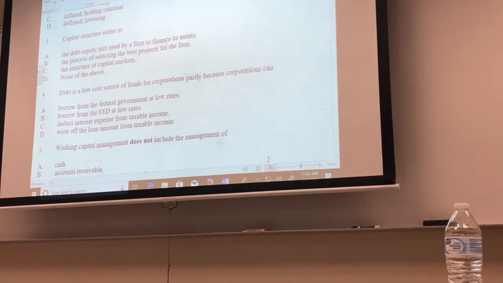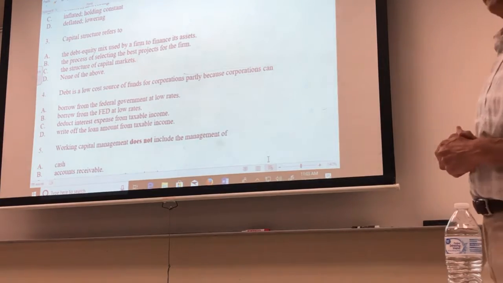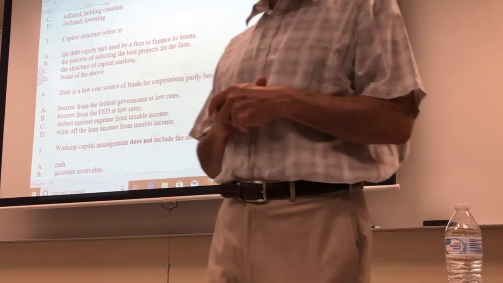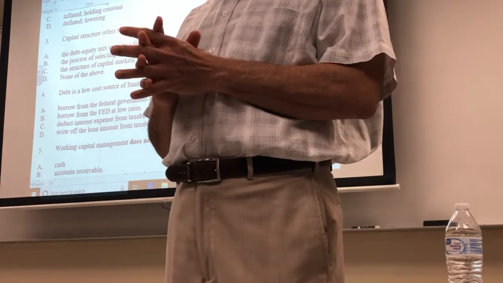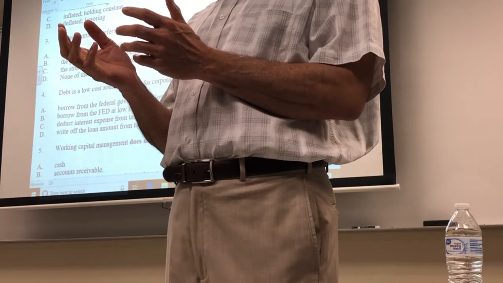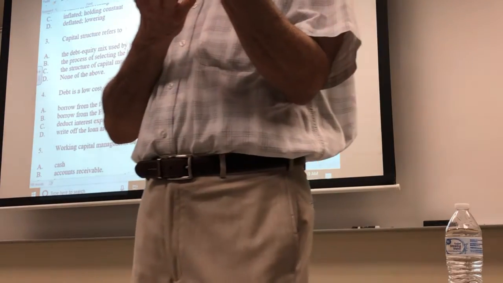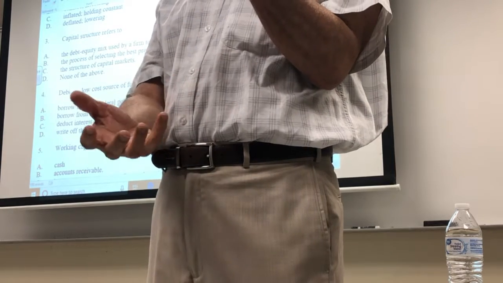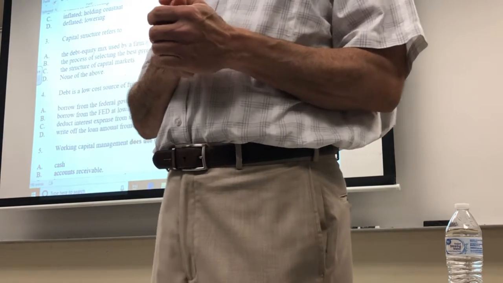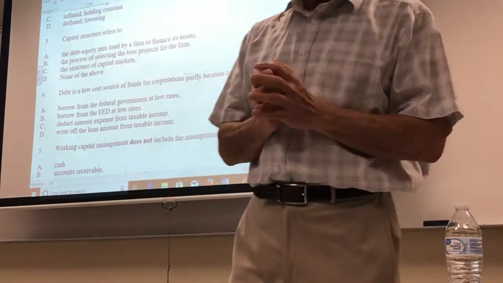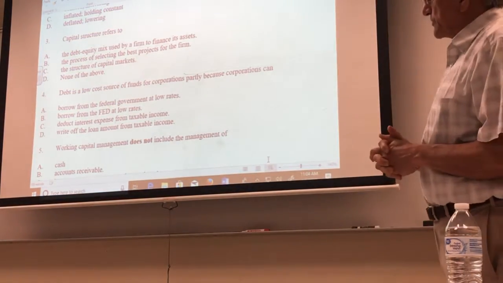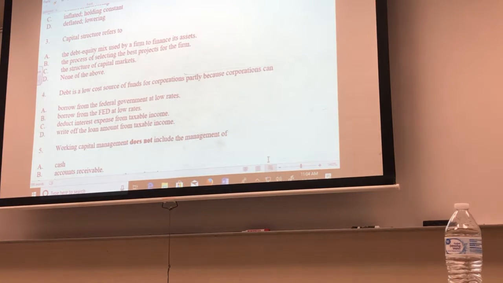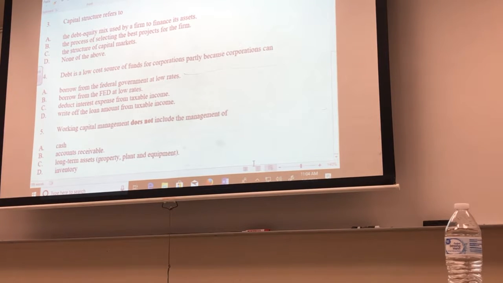Number 4, debt is low cost, okay? And one reason it's low cost is because interest expense is tax deductible. So if you're a business, you borrow money, you can show interest expense on your tax returns, and your taxable income goes down and your taxes go down. So this is one reason why borrowing is very much liked by U.S. corporations. They borrow quite a bit. So C was the correct choice, number 4.